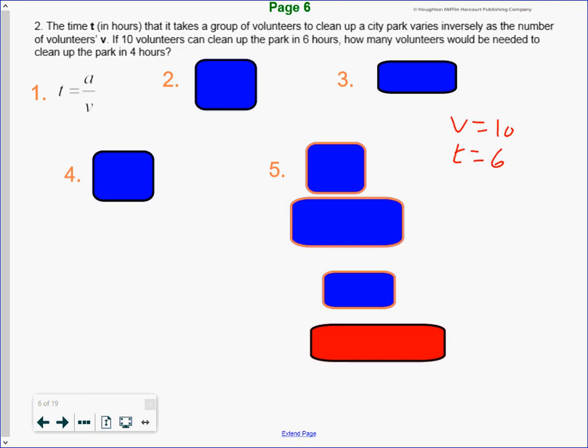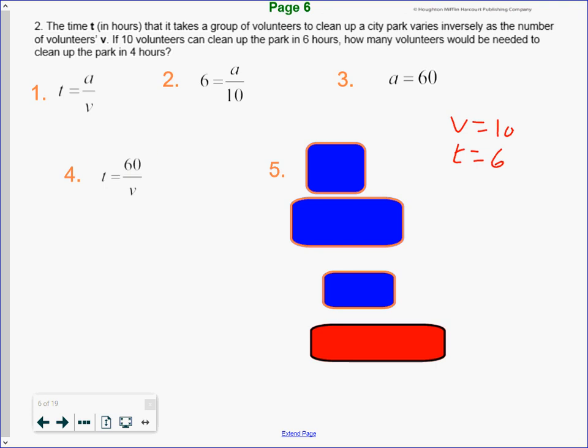So I can plug that in. I can plug in 6 for T and 10 for V. And when I do, I get that A equals 60. Right? So now I know my A term, I can plug that in to get that T equals 60 over V. So what I want to solve for ultimately in this problem is what my V would be. How many volunteers do I need if I want to clean up the park in 4 hours?